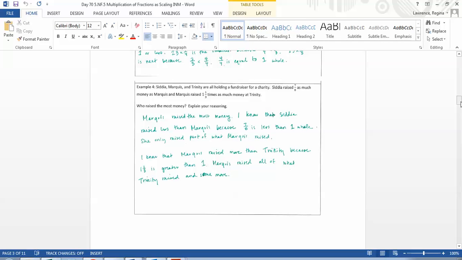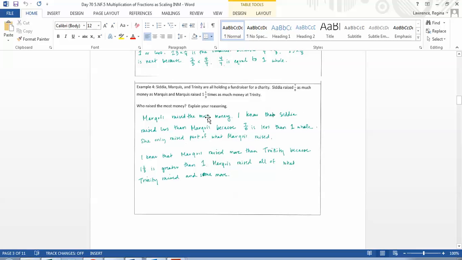The way I would encourage you to encourage your students to think about this is that first I would look at this first statement. Sadia raised 7/8 as much as Marquise. That means that I know that Sadia raised less than Marquise. Then I'm looking at Marquise raised 1 1/3 times as much as Trinity. Marquise raised more than Trinity because this fraction is greater than 1. For that reason, I know that Marquise raised the most.